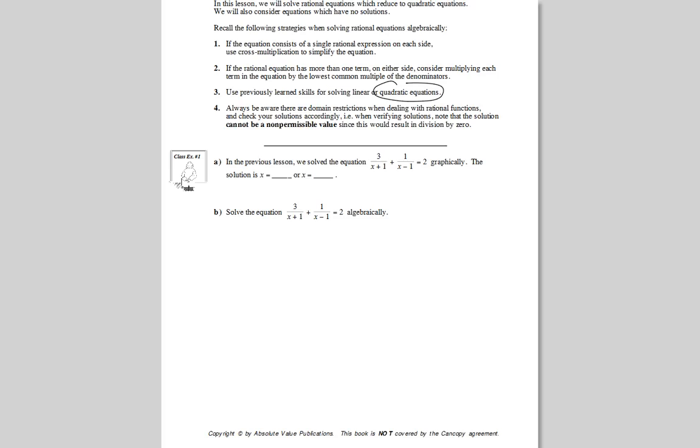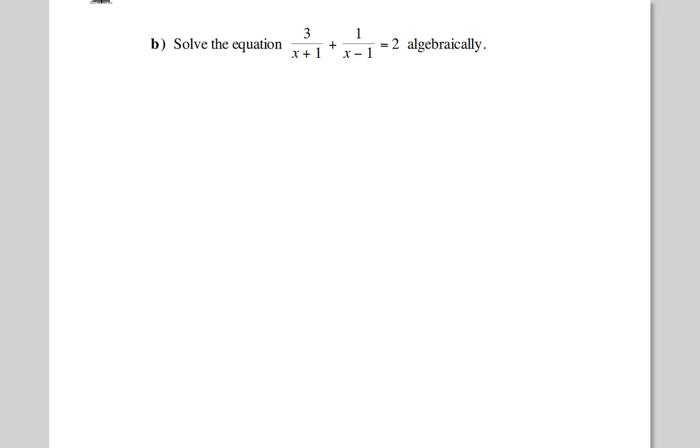Okay, let's try to solve this equation algebraically. So what was that first step anyway? If there's more than one term, what do you need to do? If there's more than one term, multiply by LCM. Okay, in this case, what is the LCM? It's the binomials, right? And if there was a monomial, you'd have to figure that out as well. But right now, this question only has binomials.